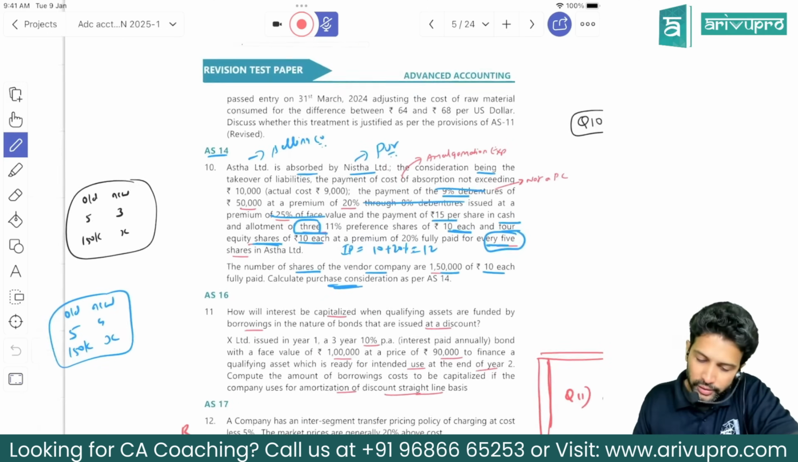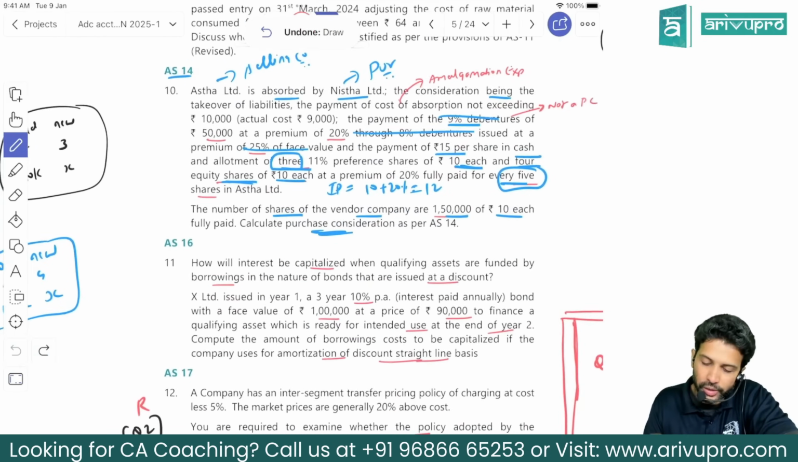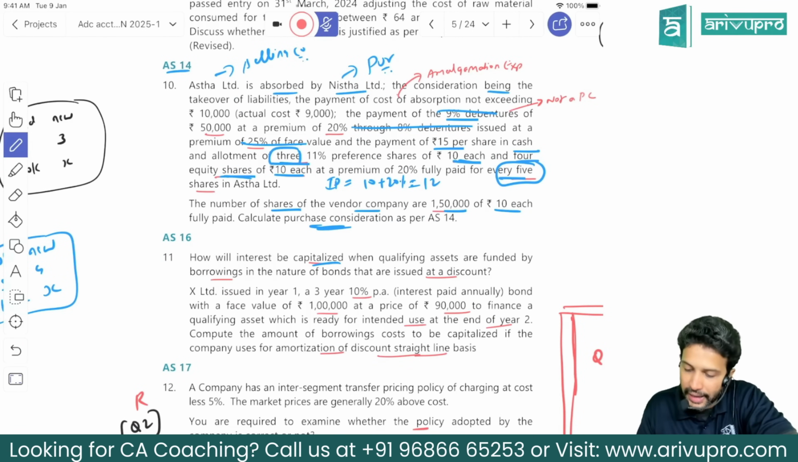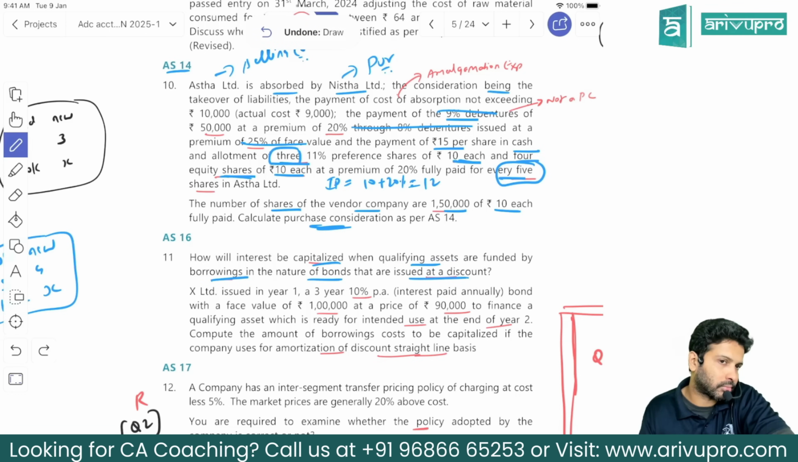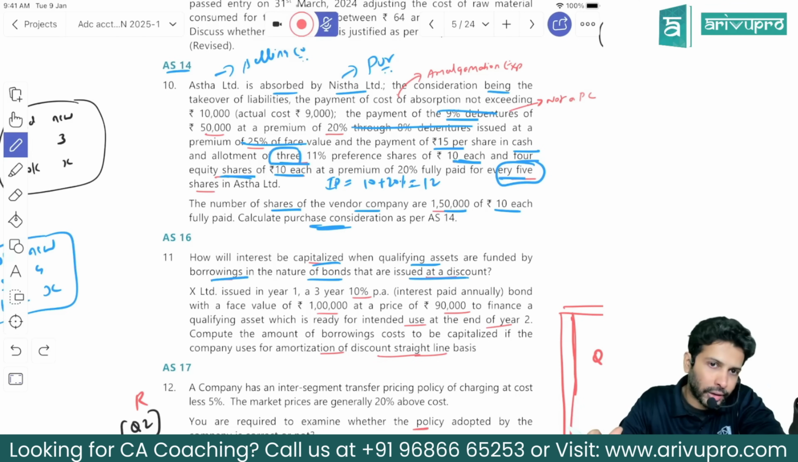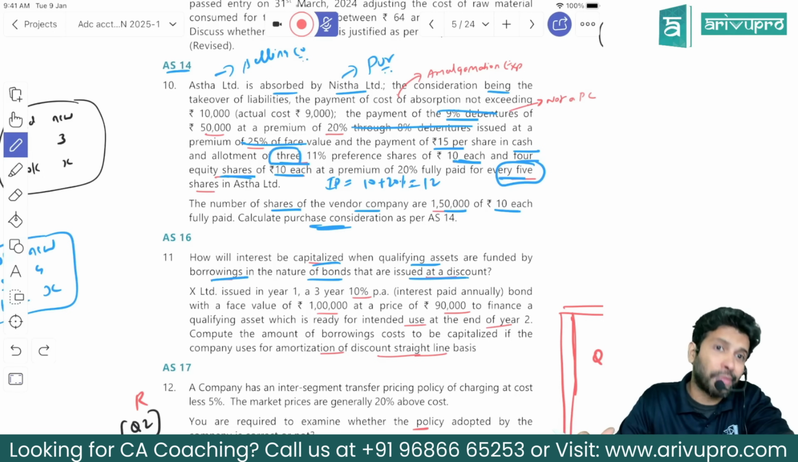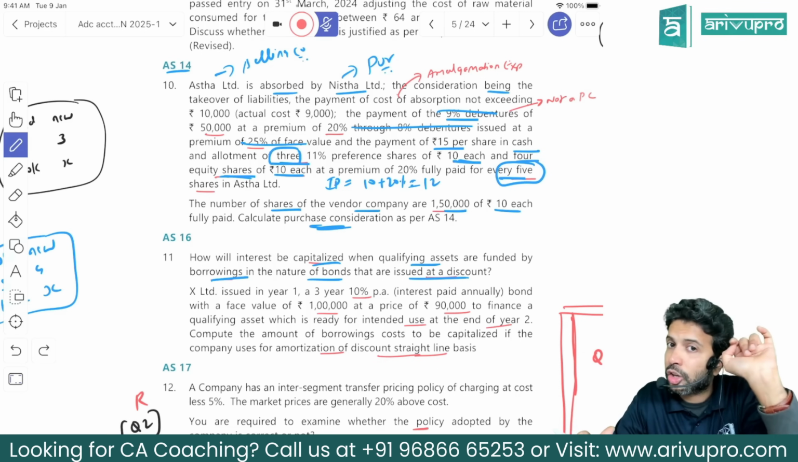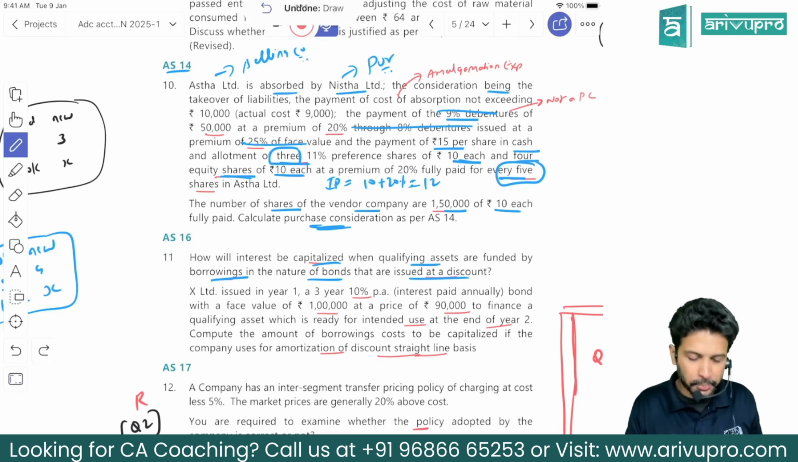Now, next question is on accounting standard 16. Question number 11. How will interest be capitalized when qualifying assets are funded by borrowings in the nature of bonds that are issued at discount? Sir, what does AS 16 say? If you have any borrowing, and on that borrowing you are incurring any borrowing cost, if that borrowing is used to purchase, construct or produce a qualifying asset, then that borrowing cost, will you transfer it to P&L or capitalize? Capitalize, meaning you'll add it to the cost of the qualifying asset. That's what AS 16's provision says.